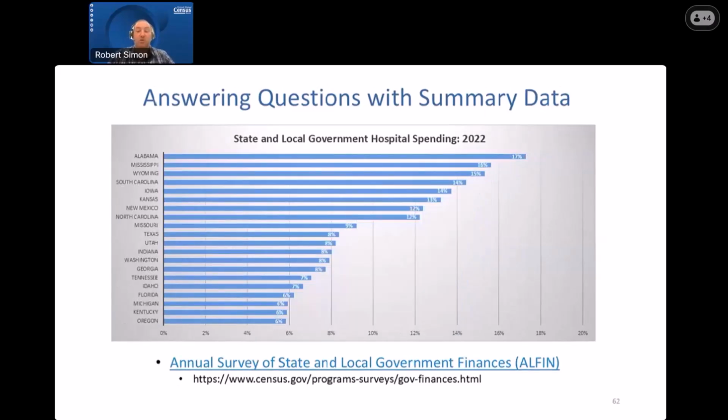Similarly, if we include local expenditures when looking at hospital spending, we get a different picture. Kansas and New Mexico were on top for state-only spending, but Alabama and Mississippi are at the top when we include local governments. I've included a link to this data in the associated technical documentation.